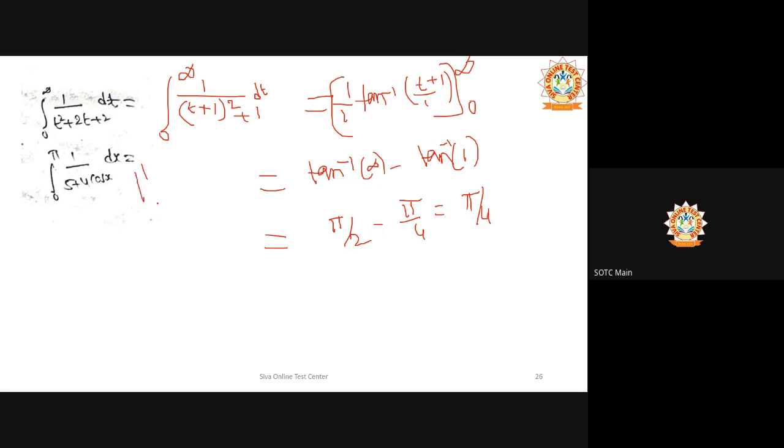Okay. Now next question here, you need to replace dx as 2 by 1 plus t square dt and cos x as 1 minus t square by 1 plus t square. So you try to solve at your end.